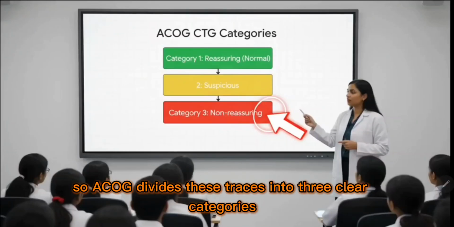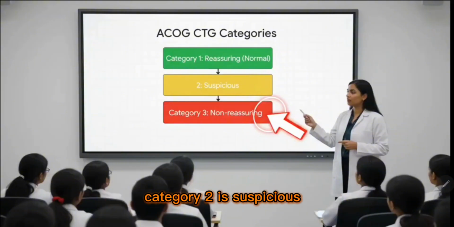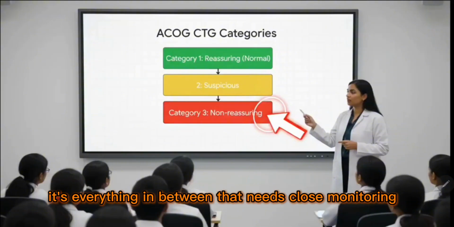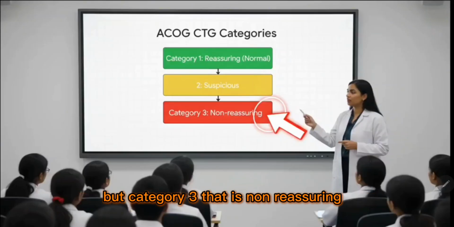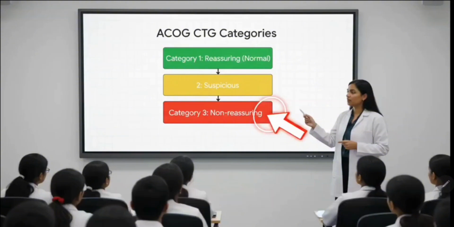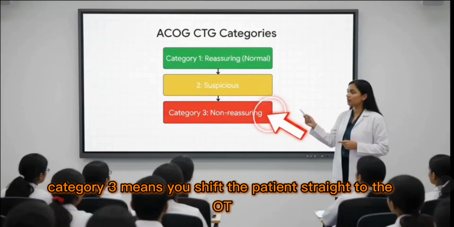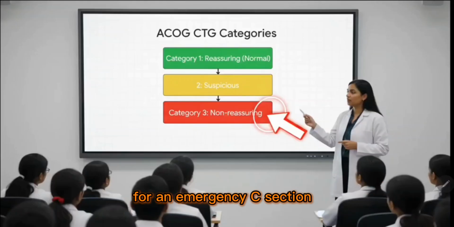So ACOG divides these traces into 3 clear categories. Category 1 is normal and reassuring. Category 2 is suspicious. It's everything in between that needs close monitoring. But Category 3, that is non-reassuring. Think absent variability with late decelerations or that sinusoidal pattern we discussed. Category 3 means you shift the patient straight to the OT for an emergency C-section.